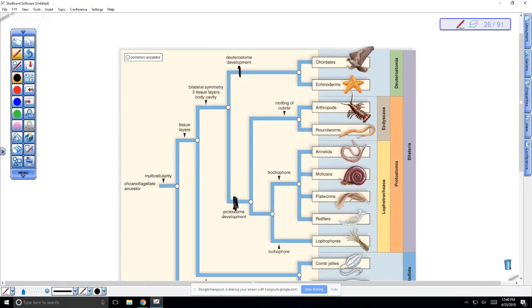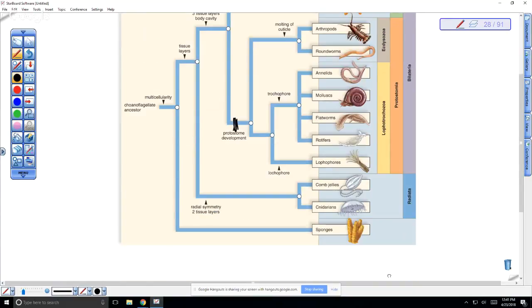Okay. So notice that you have to have a complete digestive system in order for this to be relevant, right, or important. So if you look at the jellyfish and the sponges and the planaria, they do not have complete digestive tracts, and so that's why they branch off sooner than the protostomes and the deuterostomes. Okay.